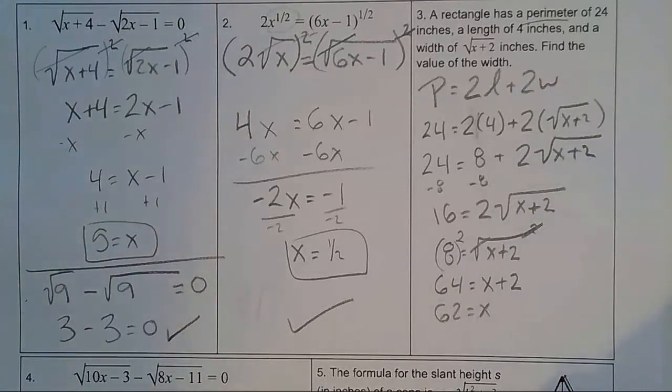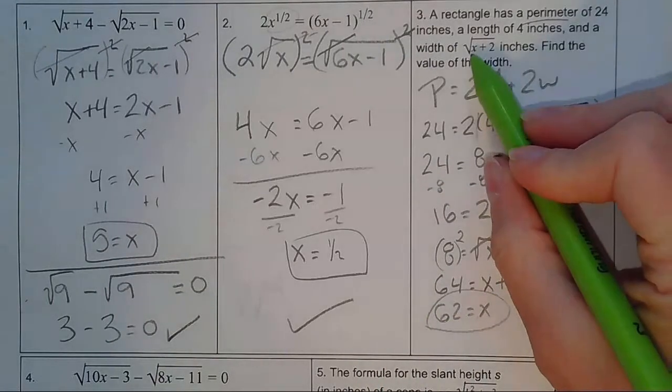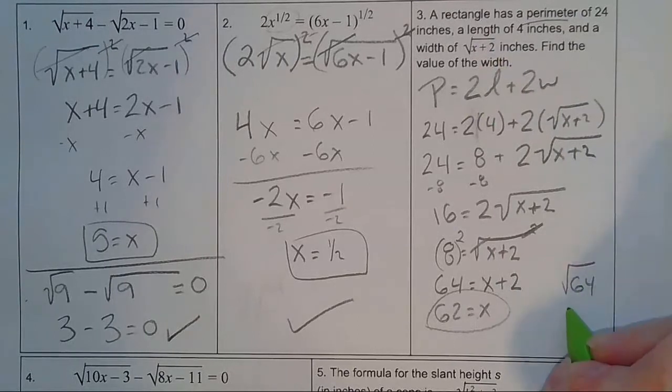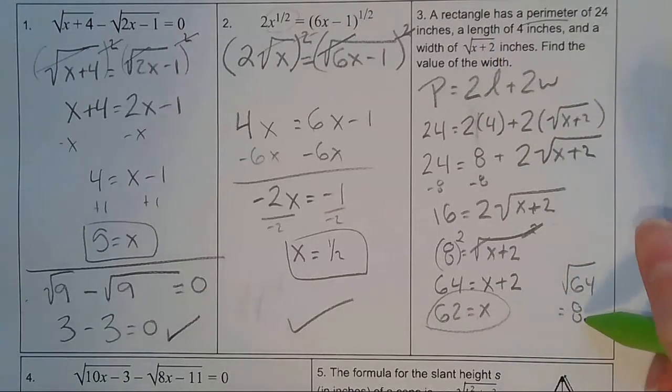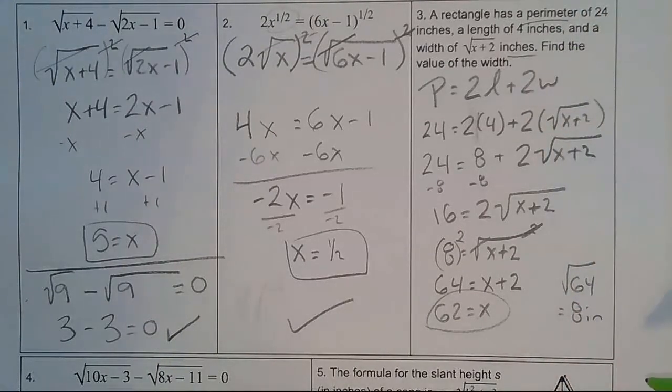All right, and then probably the easiest way to check this is just to kind of do it mentally. So 62 is my x value. So 62 plus 2 is the square root of 64, which is 8. So 8 is the length of that width, so 8 inches. So that's what our actual answer is.